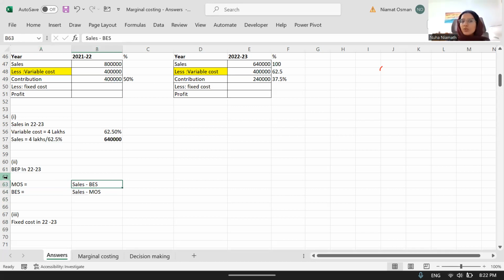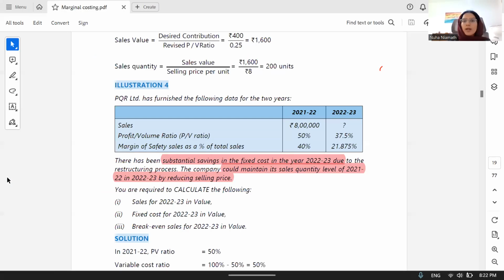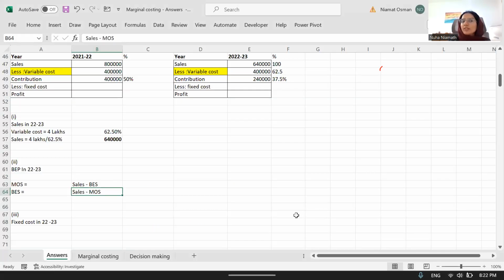Margin of safety is equal to sales minus break-even sales. So break-even sales will be equal to sales minus margin of safety, correct? Yes, perfect. So now if I go back to the question, I have margin of safety to be 21.875%. So what will be break-even sales then?